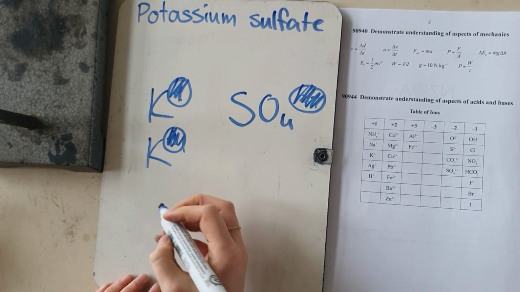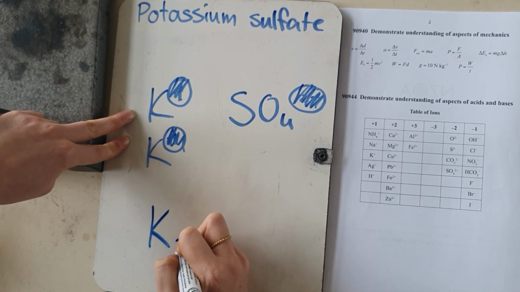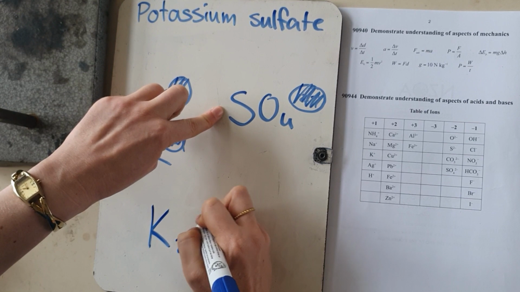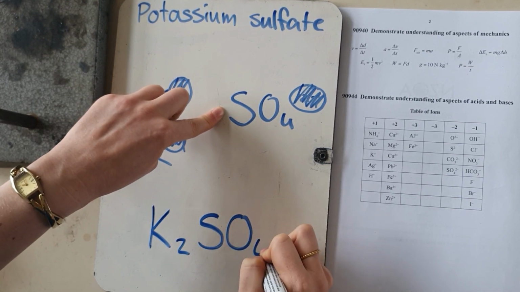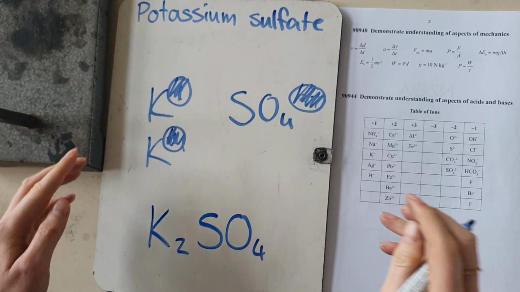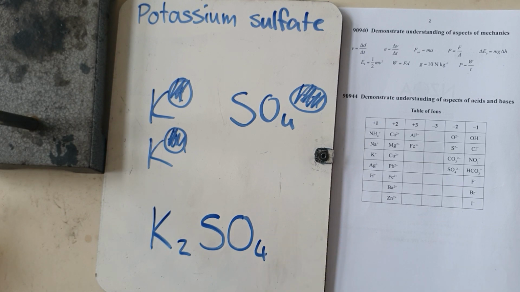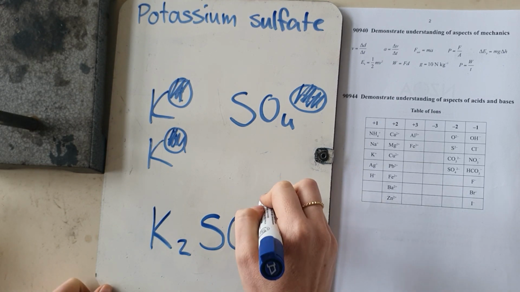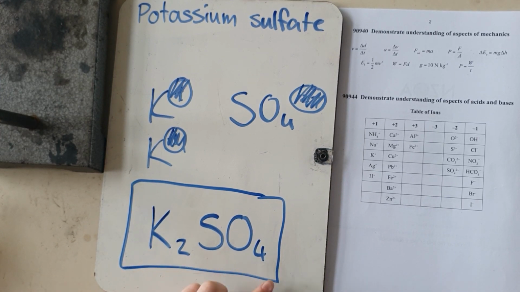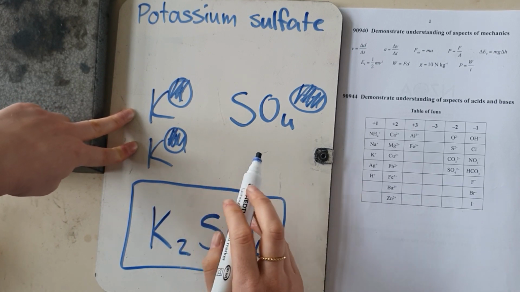So writing the formula for this one, K, and we wrote that twice. So we use our subscript of 2, and then SO4 we only wrote once, so we don't need to use any subscripts. Now since we didn't have that polyatomic ion multiple times, we don't need brackets for this one. So potassium sulfate is K2SO4. That tells us that we used 2 potassiums and only 1 sulfate.